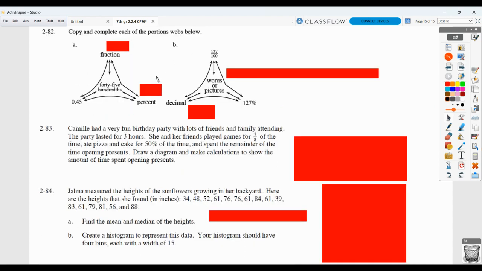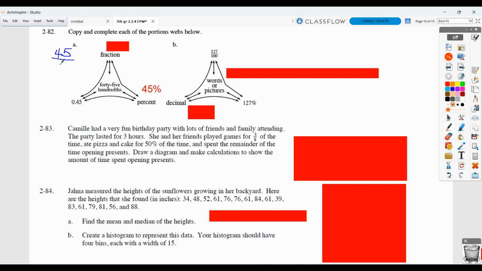Here you have to complete your portions webs. So they're giving us the words and the decimal. We need fraction and percent. So 45 hundredths is the same as 45%. And as a fraction, it would be 45 over 100. But remember, we need to simplify our fraction.